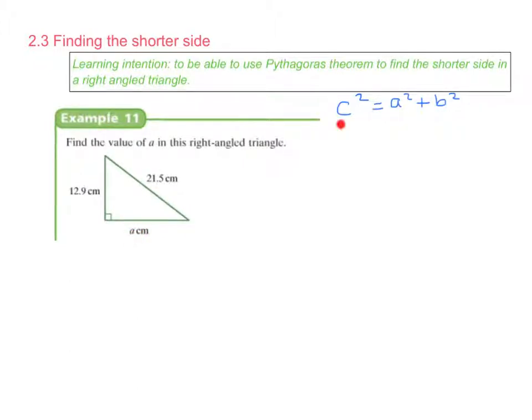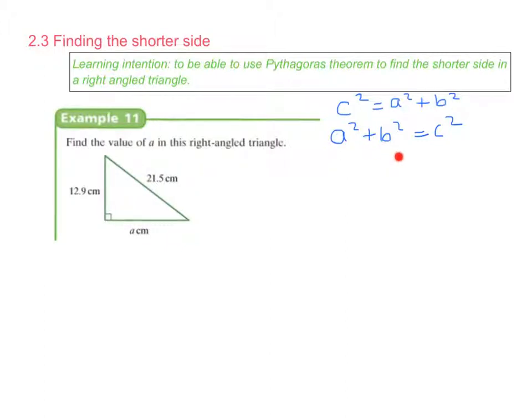So we know Pythagoras' theorem is c squared, the hypotenuse, equals a squared plus b squared. Now a is what we want to find, but before we do this, I'm going to rearrange this and write a squared plus b squared equals c squared. That is exactly the same as that. It doesn't really matter which way we write it. Why I've done that is because I want the a to be by itself.